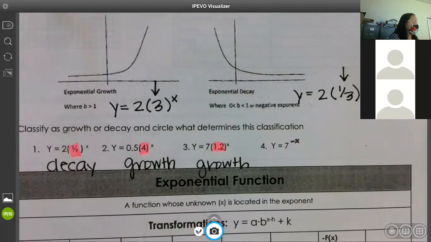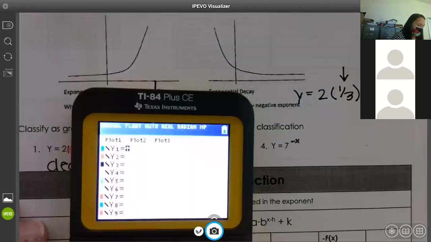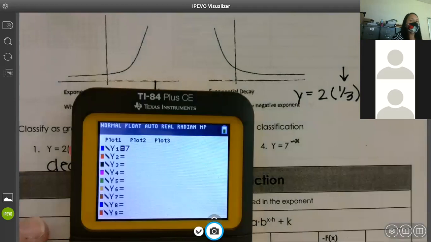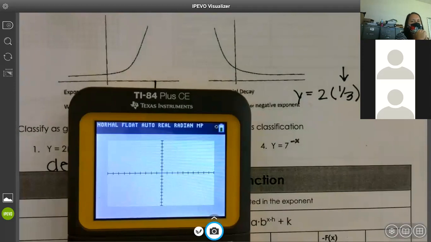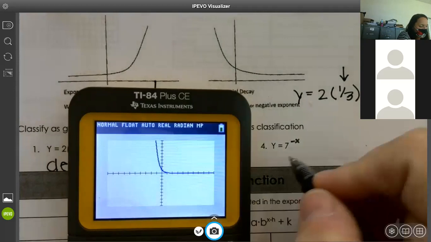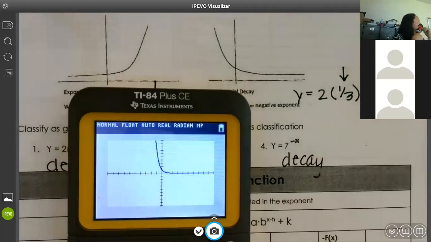Well, look at this one. This one's kind of weird, isn't it? Why is this one weird? There's no parentheses. What else do you see? A negative x. Okay, so let's look at this. I'm going to graph it to show you what we're looking at. 7 to the negative x. I'm going to zoom 6 so you can see it. Can you tell me what it is? Is it growth or decay? Decay. Tell me why this is decay, but it doesn't have a 1/3 or a 1/4 or something like that.